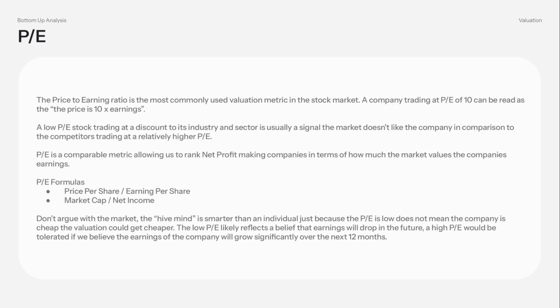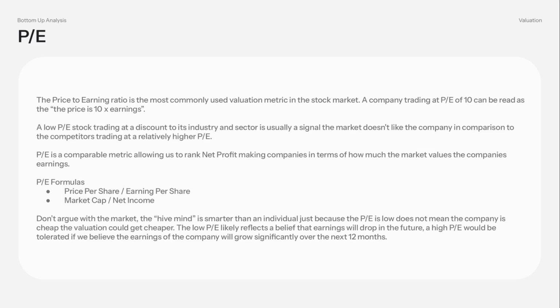The PE ratio is the most commonly used valuation metric in the stock market. A company trading at a PE of 10 can be read as the price is 10 times earnings. A low PE stock trading at a discount to its industry and sector is usually a signal the market doesn't like the company in comparison to the competitors trading at a relatively higher PE, as it is a comparable metric, allowing us to rank net profit-making companies in terms of how much the market values the company's earnings.